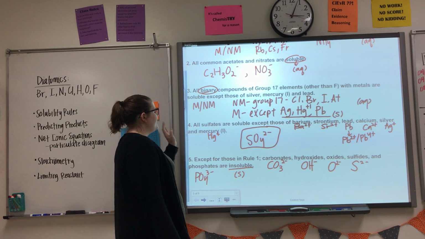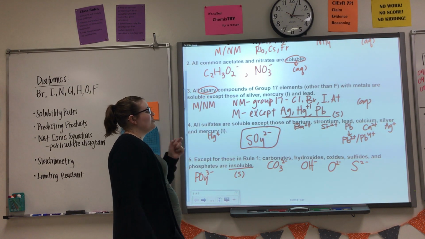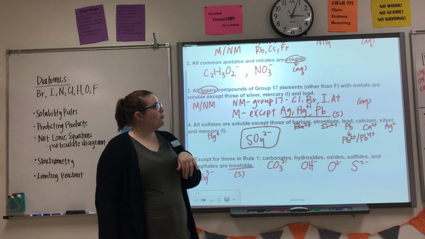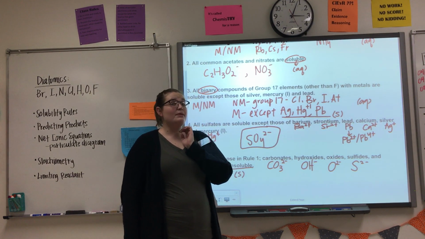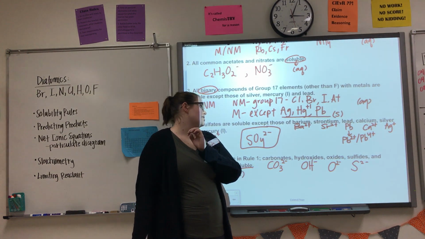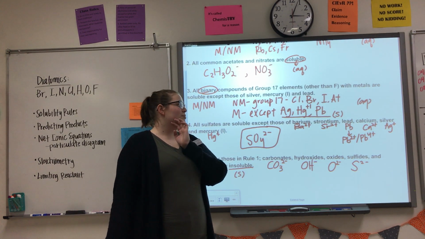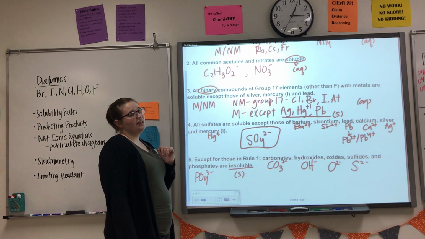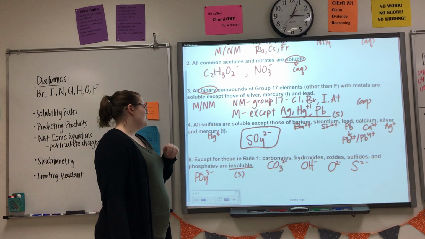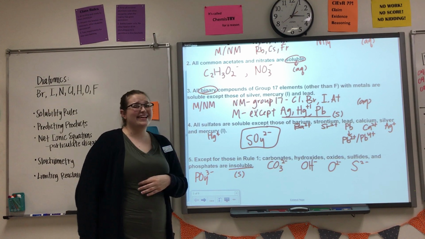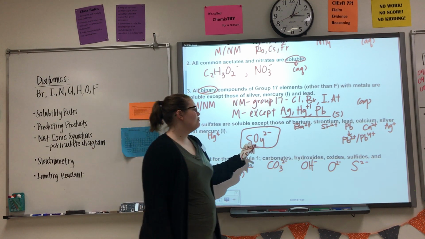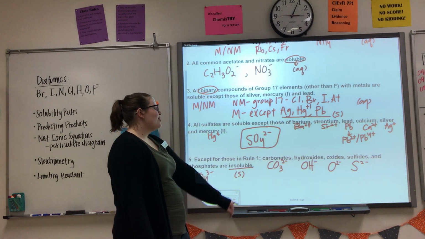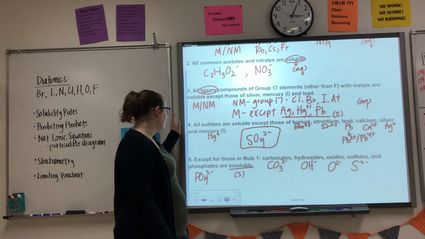Our next one, it says sulfates are soluble except for those of barium, which is a Ba2+, strontium, which is an Sr2+, lead, which can be Pb2+ or Pb4+, calcium, which is a Ca2+, silver, which is Ag1+, and mercury 1, which is Hg with a 1+. So all sulfates are soluble, so they get the AQ designation, unless it's with one of these elements I just listed, and then it gets the S designation. And sulfates are SO4 with a 2-.